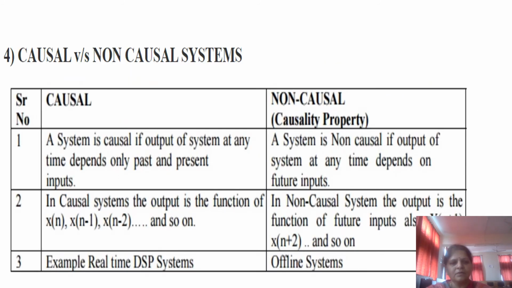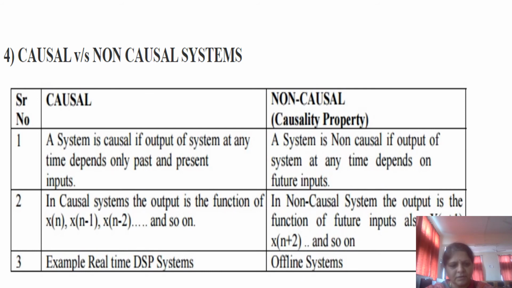Now getting into the causal and non-causal systems. A system is said to be causal only when it depends on only the past and present inputs. This is a bit confusing, but we have to keep it in mind. It depends only on past and present and not future values. When it depends on the future, it is called non-causal.